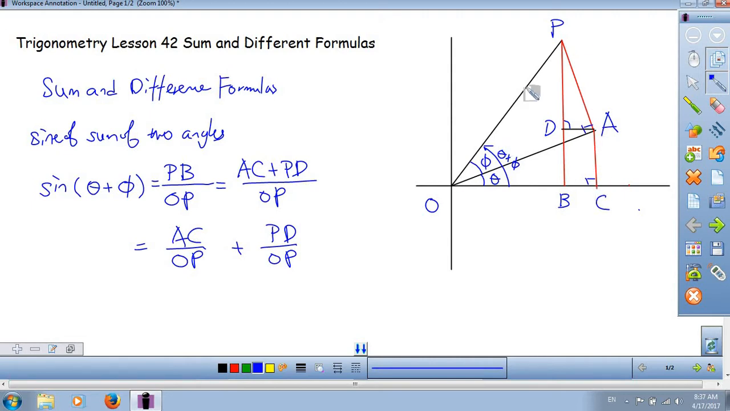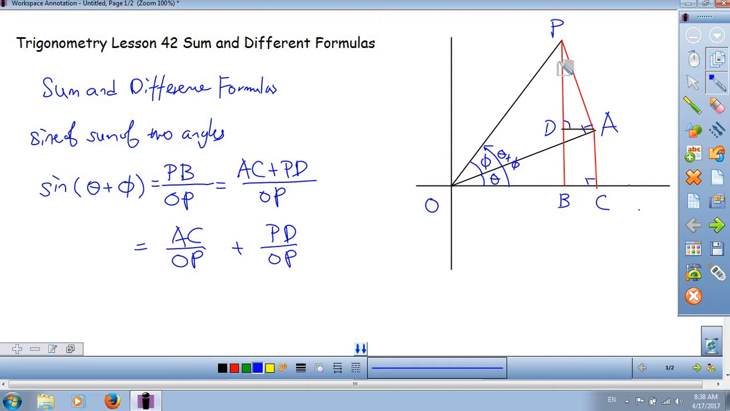Now, AC over OP and PD over OP are not functions, and they are not related to theta or phi. So that won't help us to understand. We want to be able to express this fraction and this fraction in terms of functions of theta and phi, so we can understand them better.